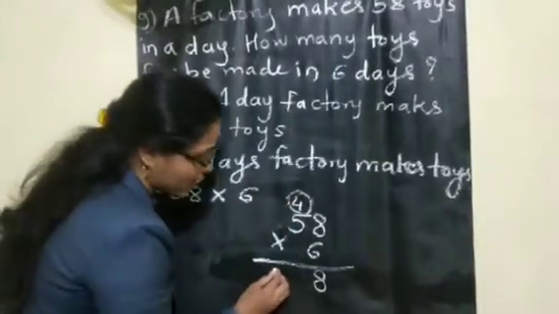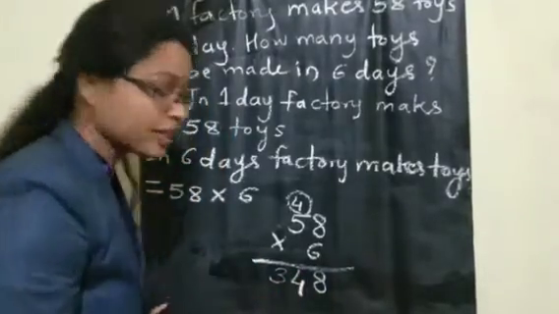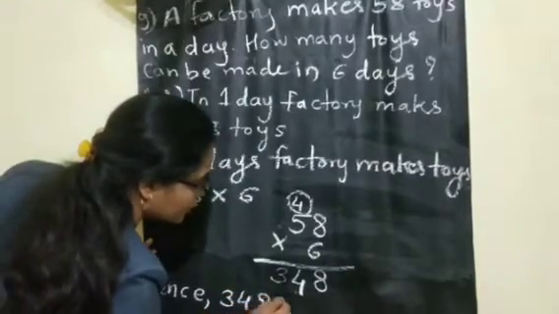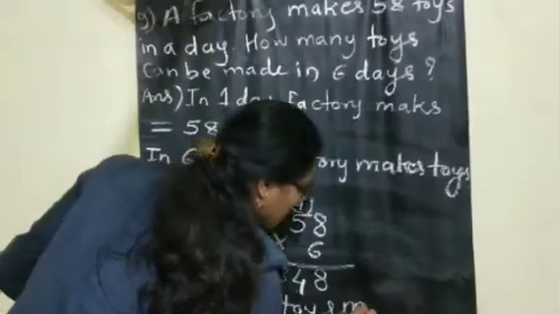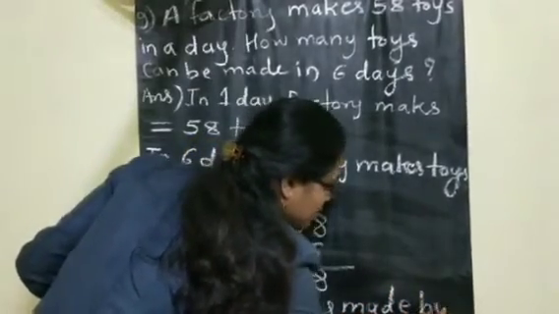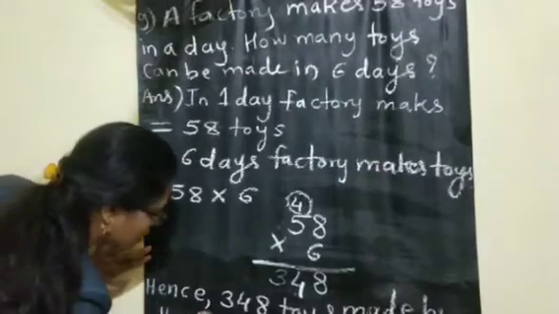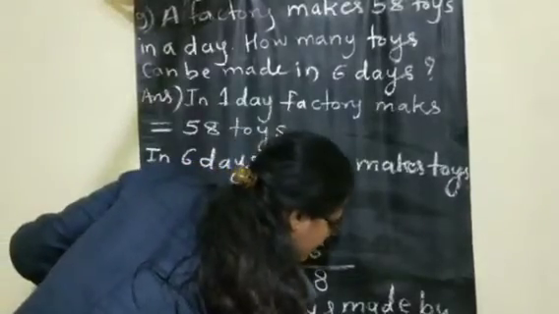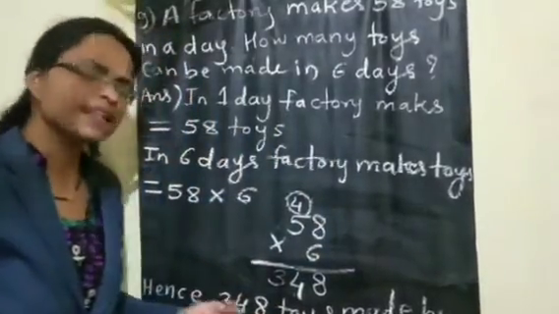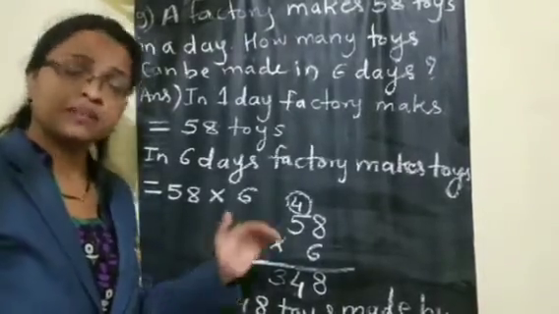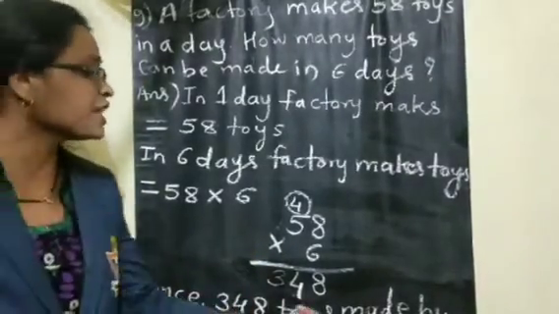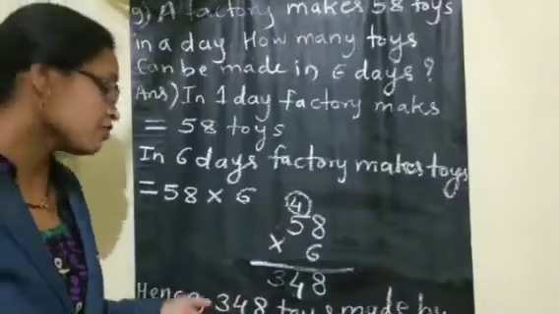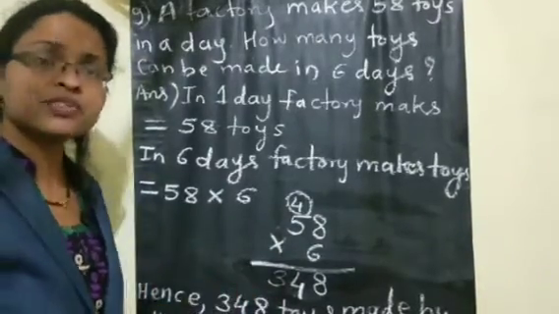You have to add the carry. So, here we get the answer 348. So, you can write hence, 348 toys made by the factory in 6 days. Anyhow, you can write the given part and hence part, but the meaning should be the same. Or you can write, in 6 days a factory made 348 toys.